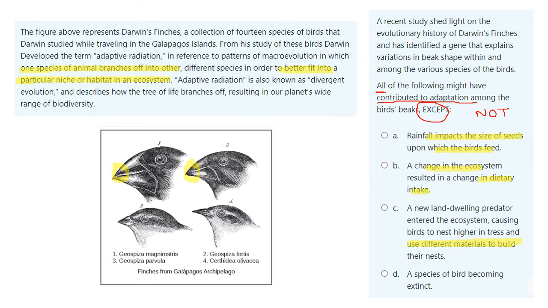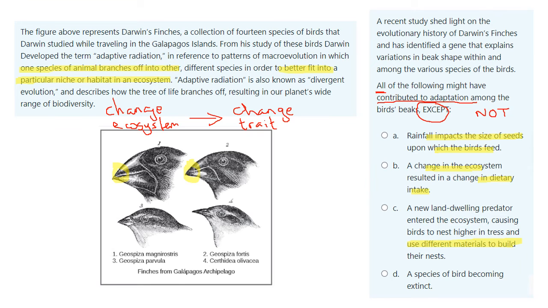Adaptive radiation is also known as divergent evolution and describes how the tree of life branches off, resulting in our planet's wide range of biodiversity. So because there's a change in the environment, there is a change in the feature of the organism. And this links into the idea of natural selection, where there are too many organisms to live in one place, so there is competition for resources.